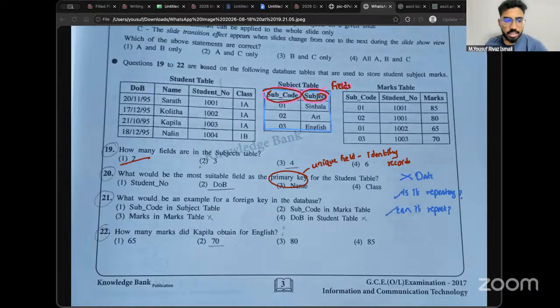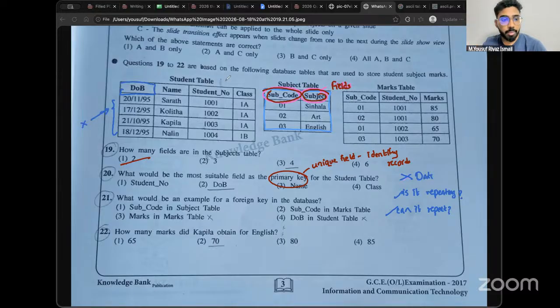For example, the student table has four columns: date of birth, name, student number, and class. If you take date of birth, first let's go to the current data and see, is it repeating? Is there any values repeating? Based on the given data, no. But even though it's not repeating in the given data, practically can it repeat?